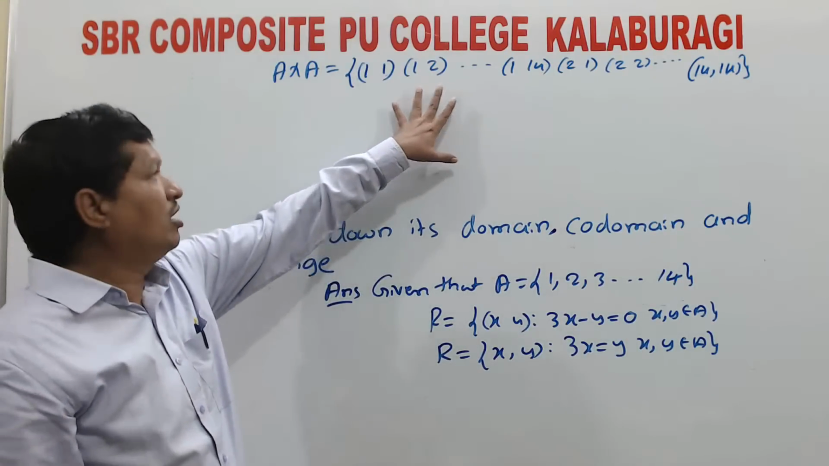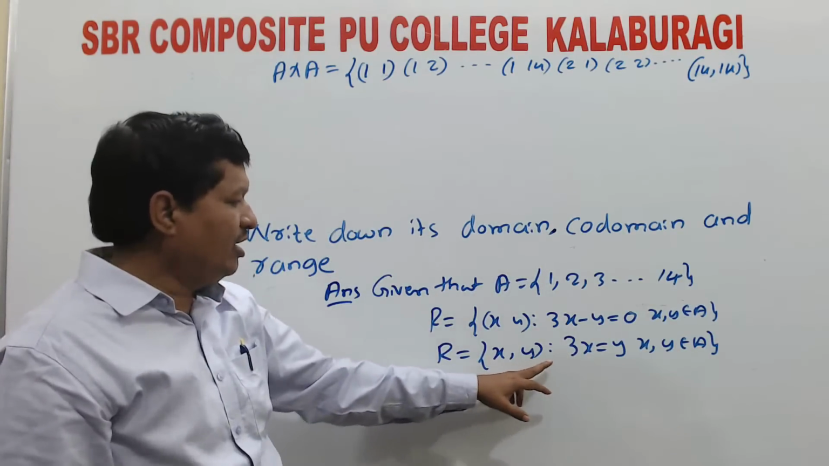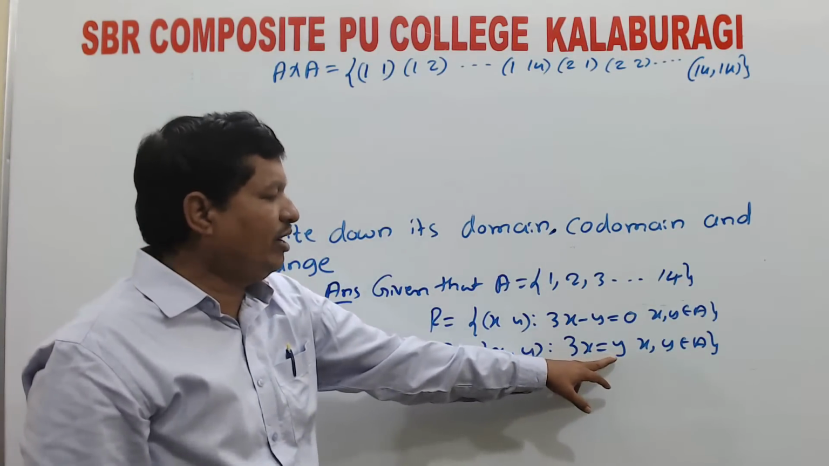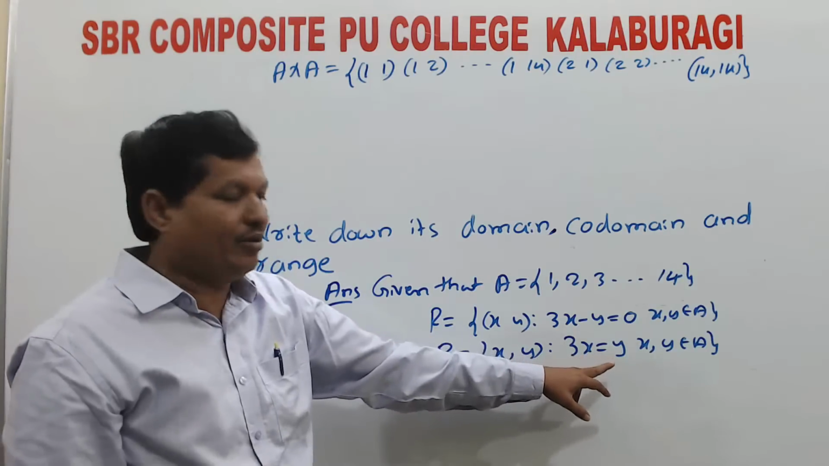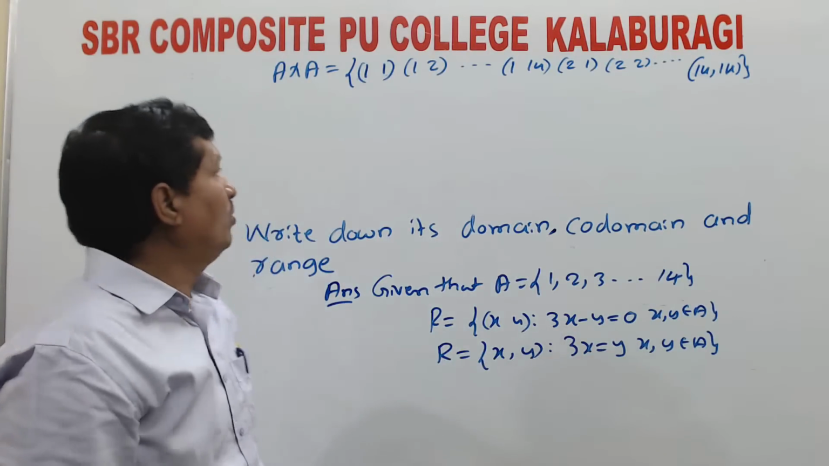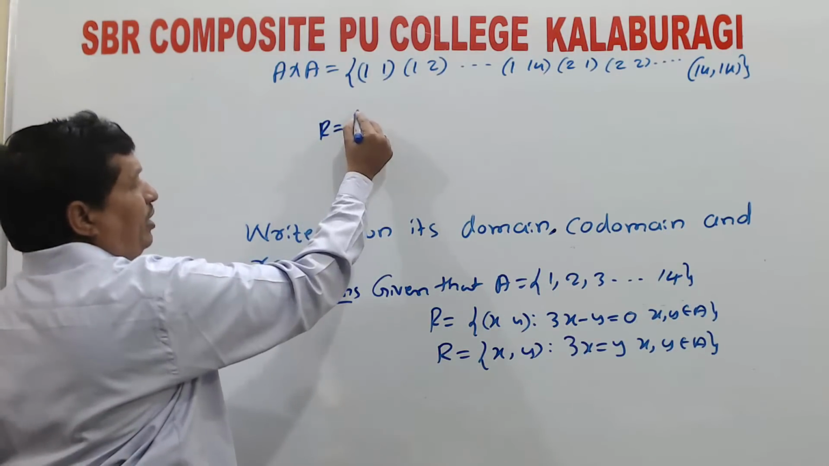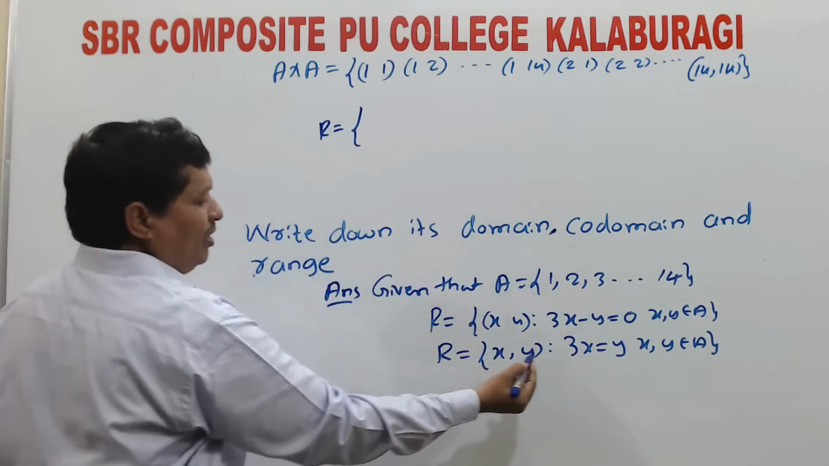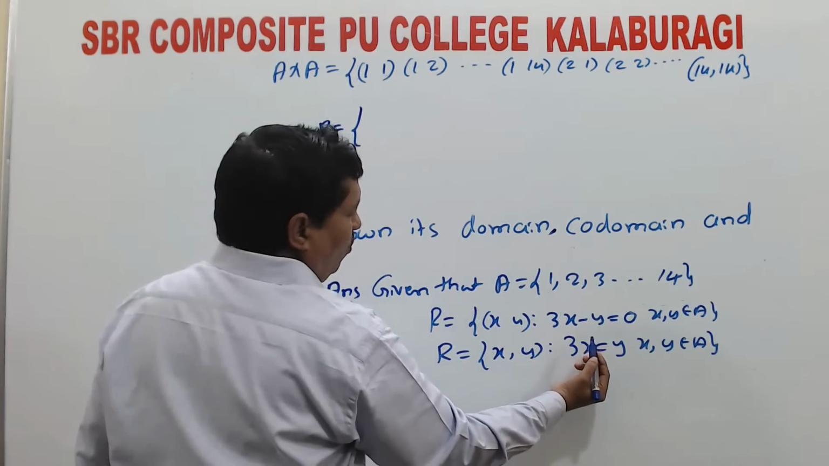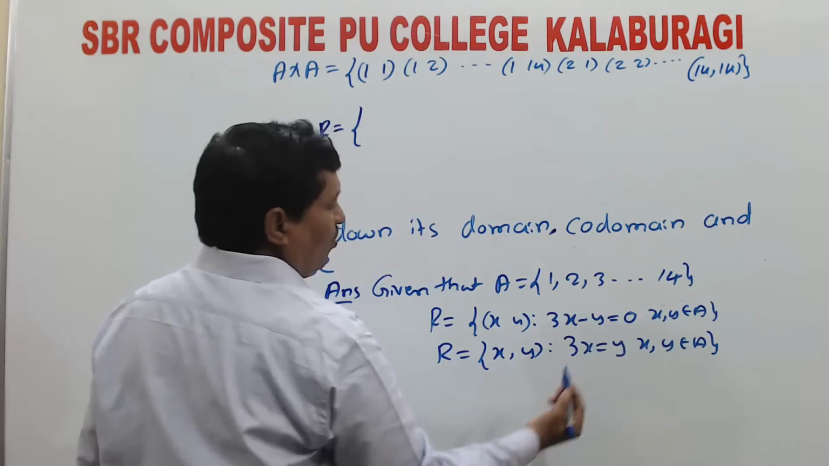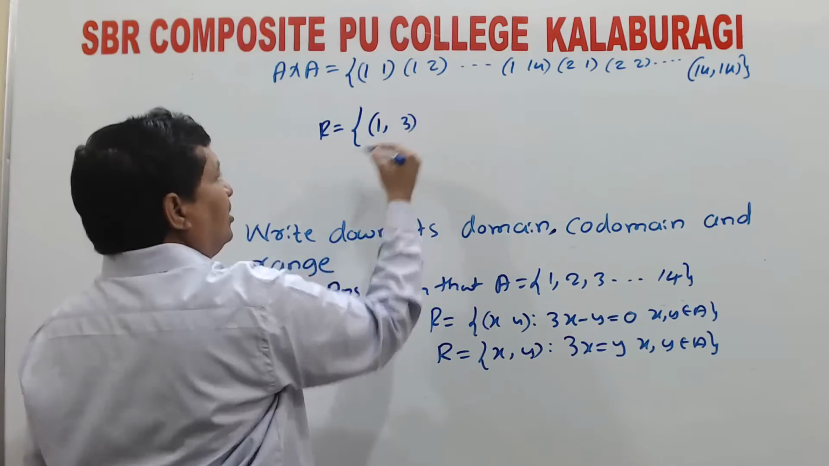In this, we first have to write the Cartesian product. In that, R is a relation. What type of relation here? 3x minus y means if you multiply x by 3, you will get y. Okay, x into 3 equal to y. Therefore, first I will write it in order. If you take 1, 1 into 3 is 3, therefore I write here 1 comma 3.